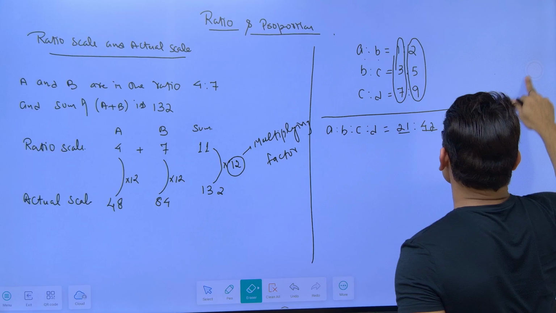So when we'll do problems, we'll understand it in detail. The other different types of problem.